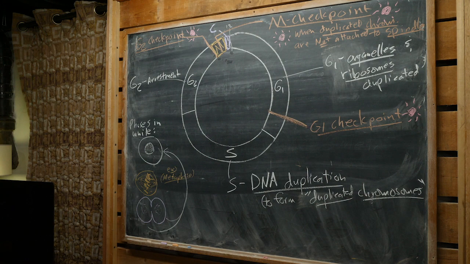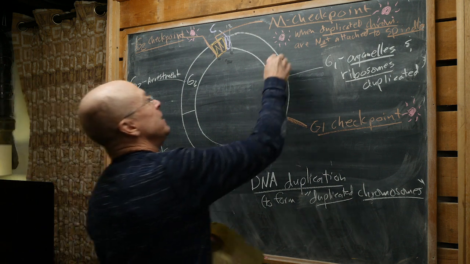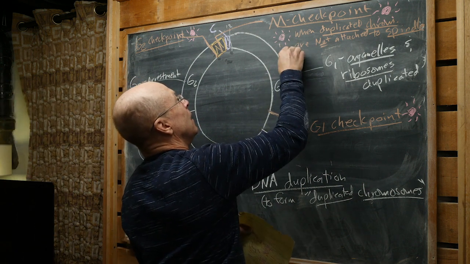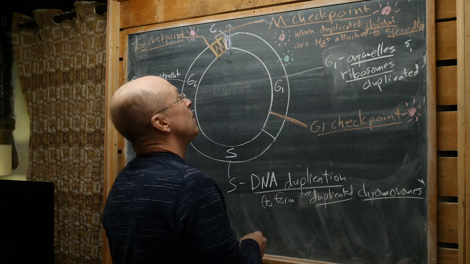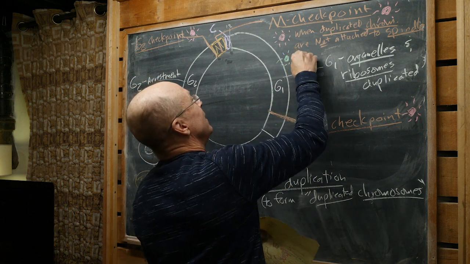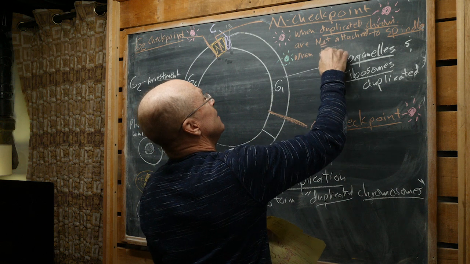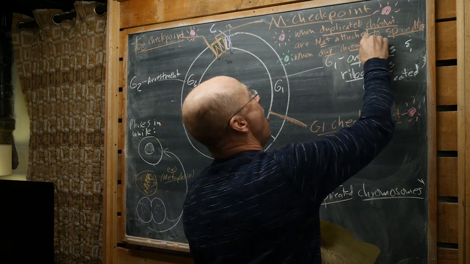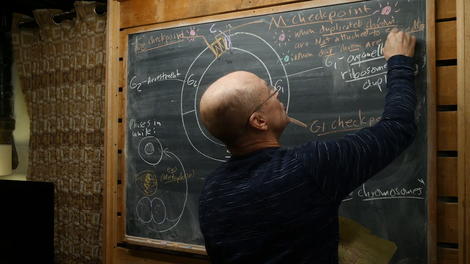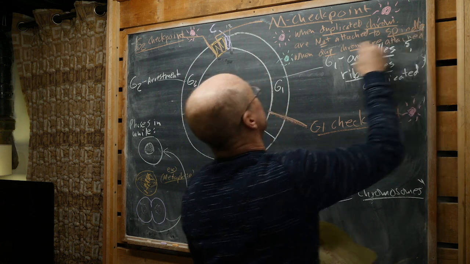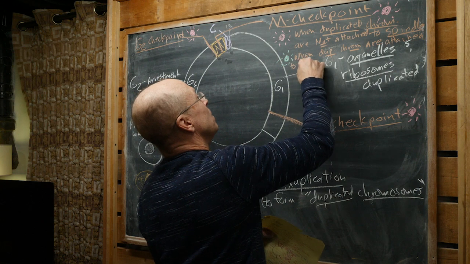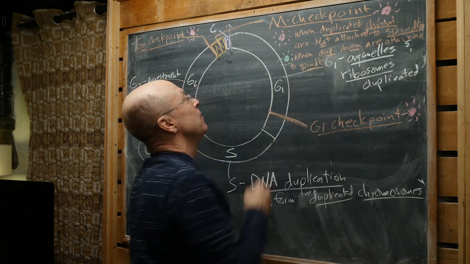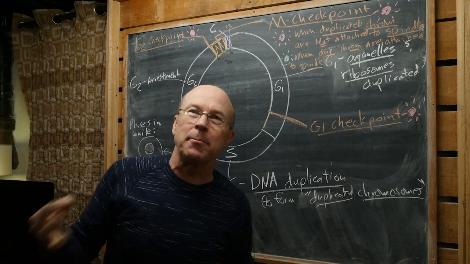Green light is when duplicated chromosomes are attached to the spindle, on both sides, by the way. So that's an example of a checkpoint.